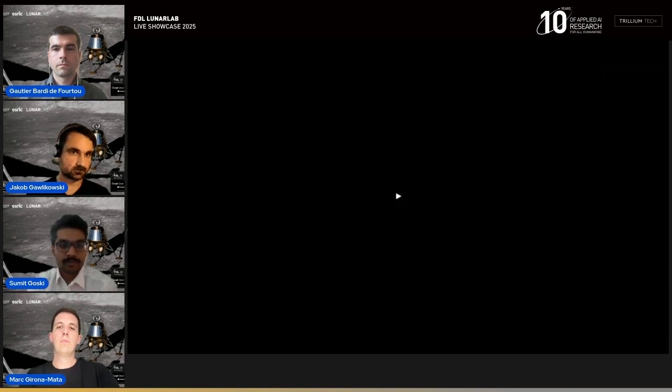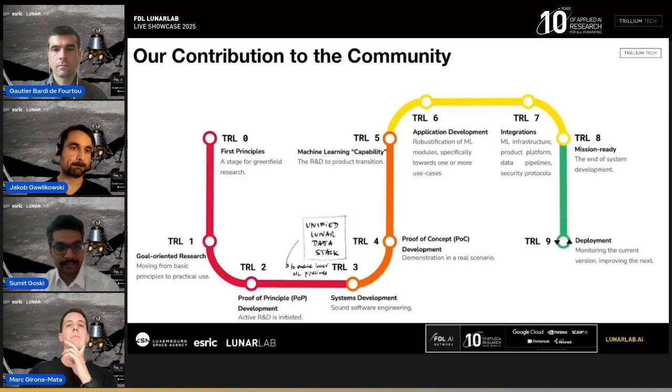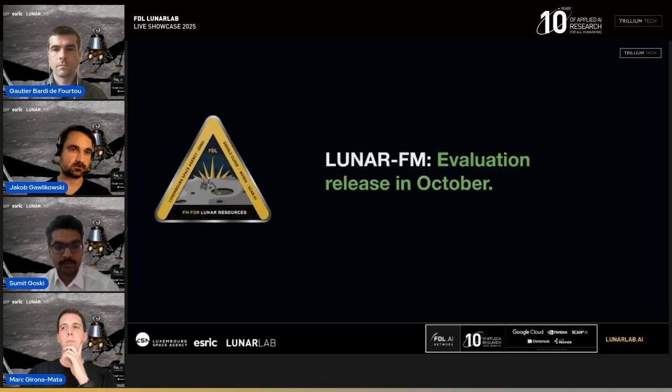So what have we delivered? Not just a model, but a new capability stack for lunar exploration. A unified data stack, the core multimodal embeddings, high confidence prospectivity maps, and a prototype for an agentic analyst. This is our contribution, but it's just the beginning. So what's next? We plan to release our Lunar FM for evaluation in October.